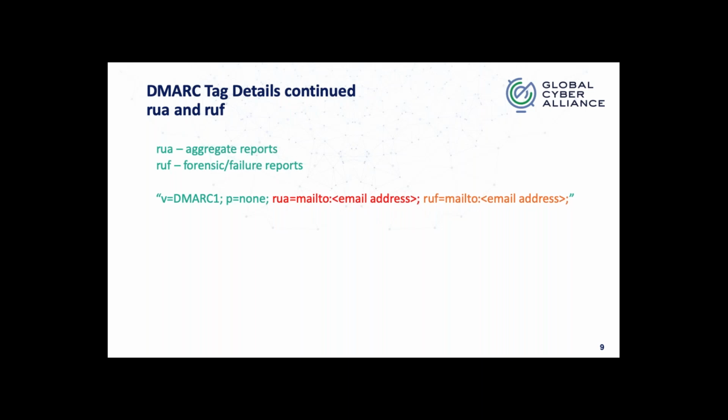So when you're implementing this, it goes after the P tag, you put in RUA equals mailto: the email address, semicolon, RUF equals mailto: the email address, and semicolon. This is how you would put it in. Now our recommendation is when you're putting in the email addresses, use a generic account. So something like DMARC@, or if you want to separate the two reports out, DMARC-RUA and DMARC-RUF. It's really totally up to you on how you want to do it. But use a generic one. Don't use your personal work email, right?